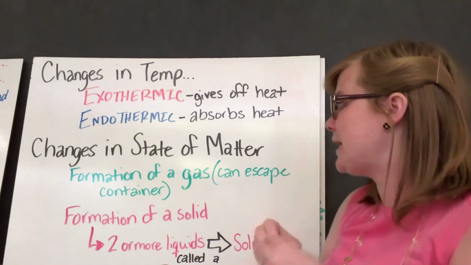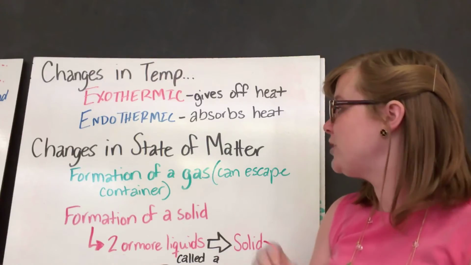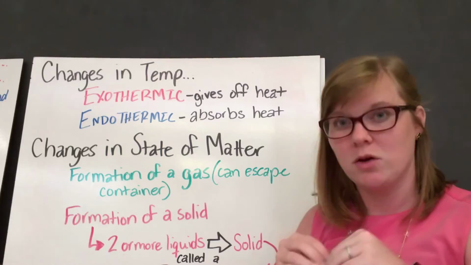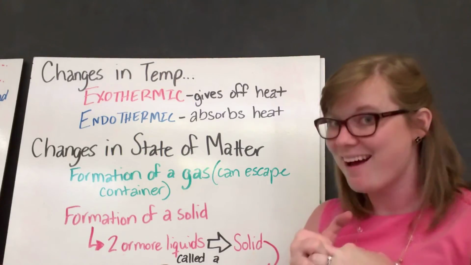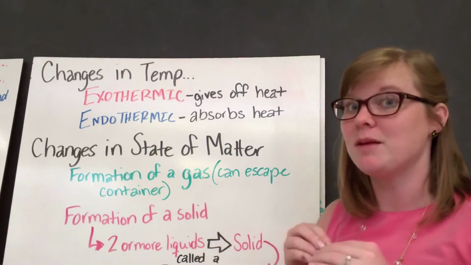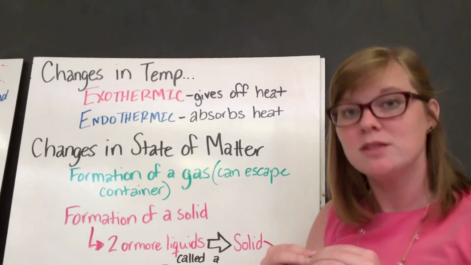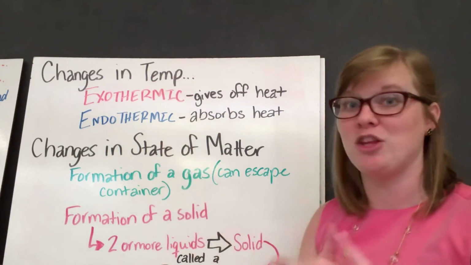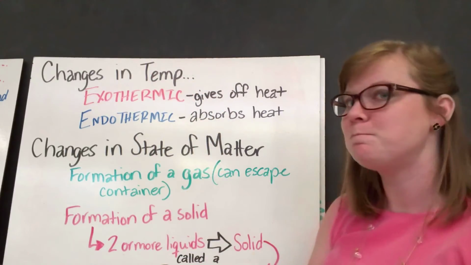Next, changes in state of matter. First, the formation of a gas, which can escape a container. Think vinegar and baking soda, which produce carbon dioxide gas. This escaping part is important because you're not always going to see the gas that's produced. Sometimes it escapes the container into the environment and you don't even notice it.